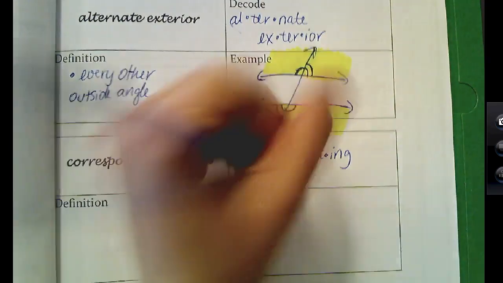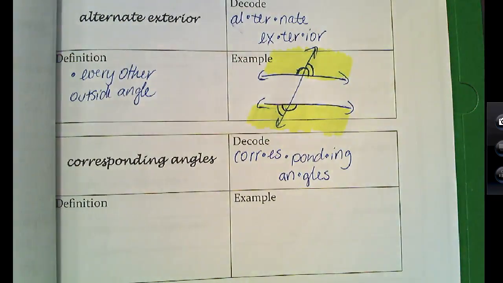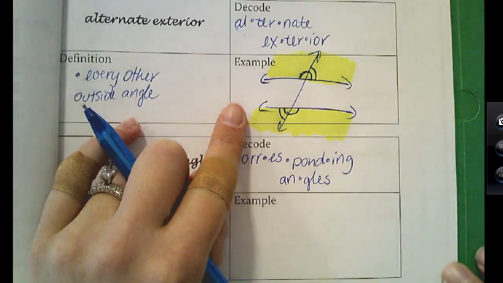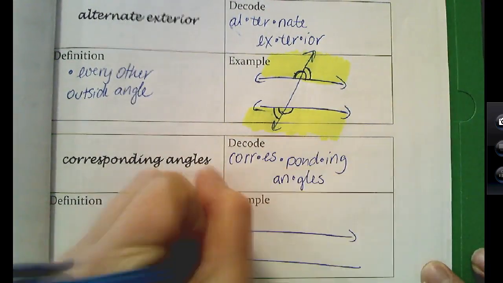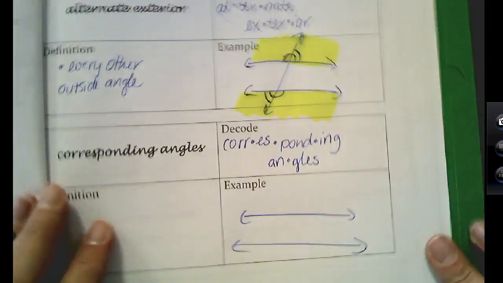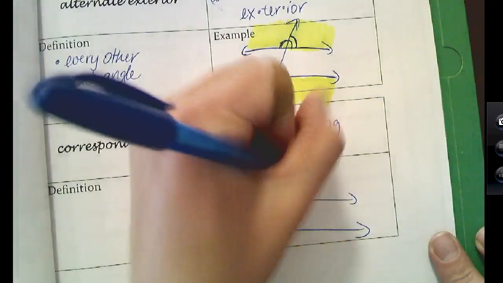Corresponding angles. Corresponding angles. This is our last vocab word today. And guess what we're going to draw for our example? Two parallel lines. So, two parallel lines and a transversal.